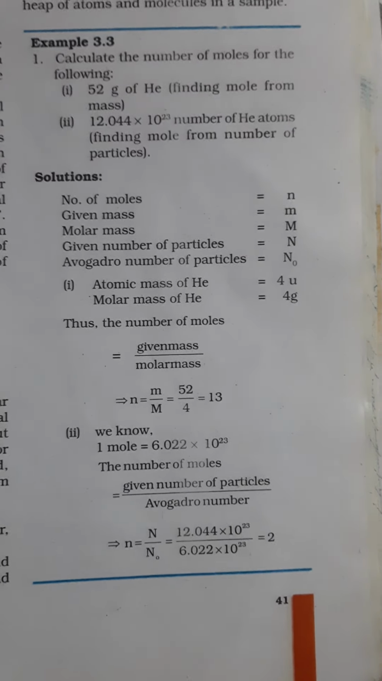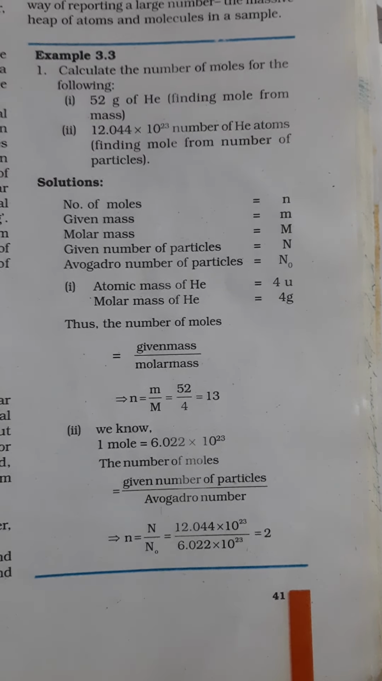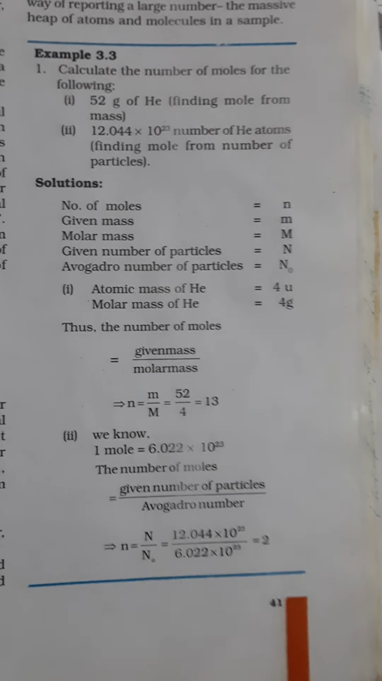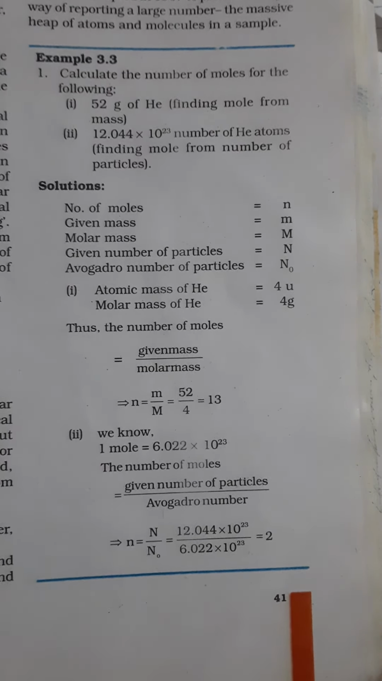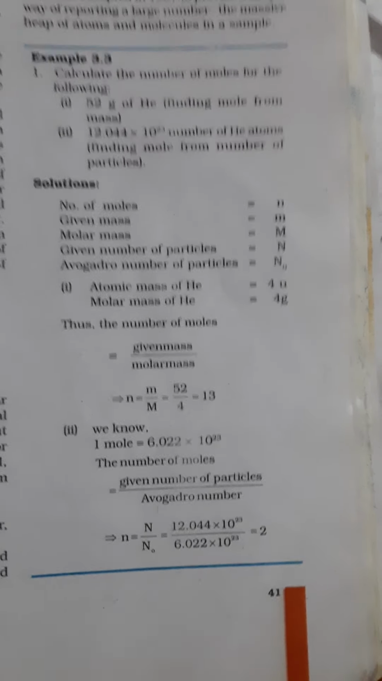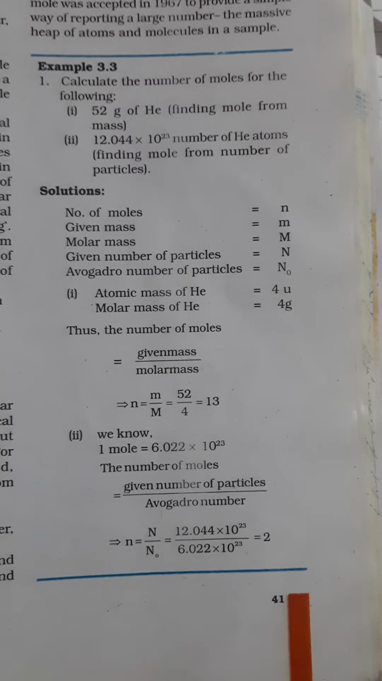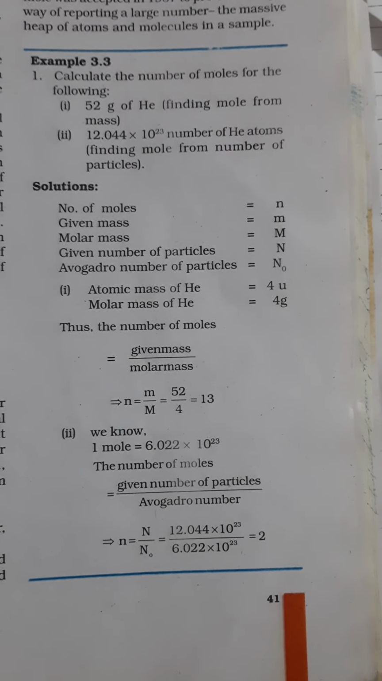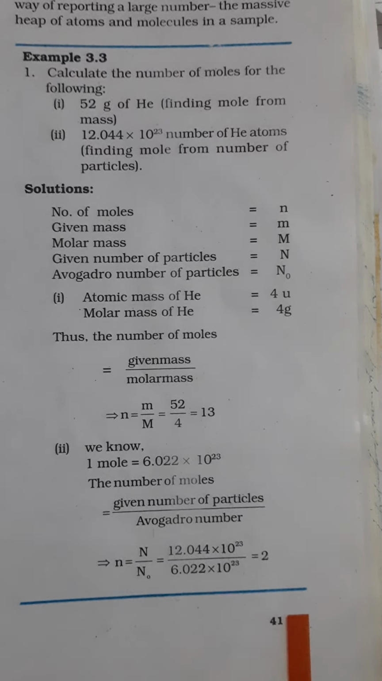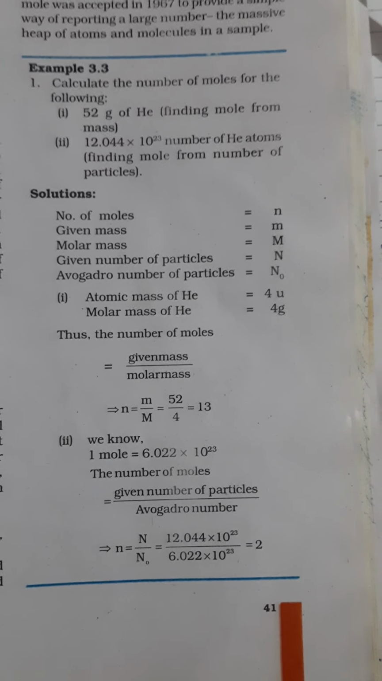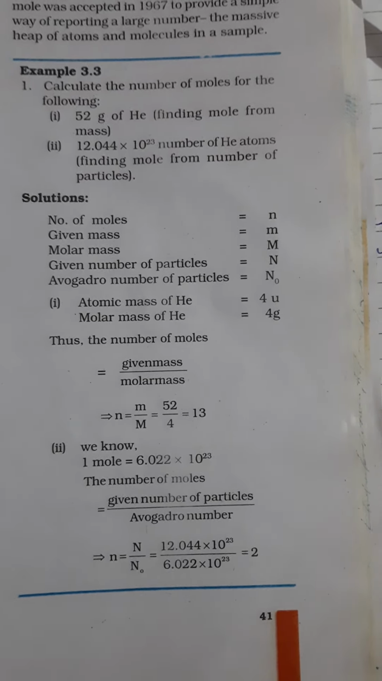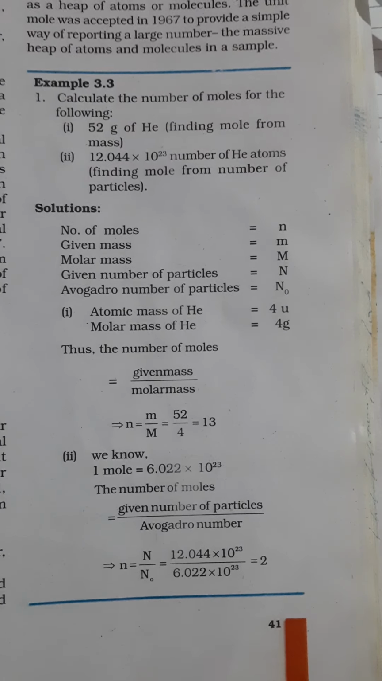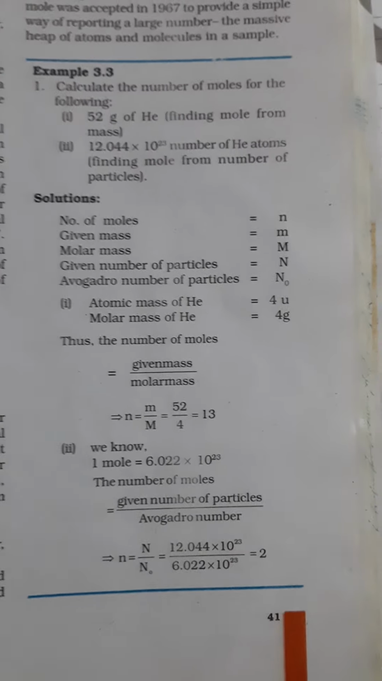What is the mole concept? The mole concept is that the number of particles, that is atoms, molecules or ions, present in 1 mole of any substance is fixed, and the value is 6.022 × 10^23, which is also the Avogadro number, represented by N0, right? We did this in the last class. Today we are doing some numericals on this concept.